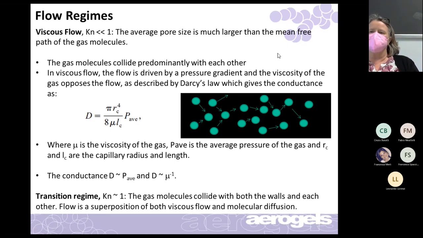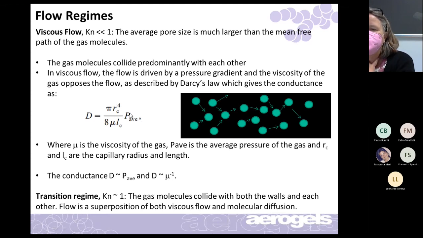And so flow is driven by a pressure gradient. So in the other case, you have a concentration difference. Here you have a pressure gradient that's driving the flow, and you have a viscosity that opposes the flow. And so classical fluid dynamics is Darcy's law, which gives us a conductance. And the conductance is related to the pore size, the pore length, the average pressure, and then the viscosity of the gas.